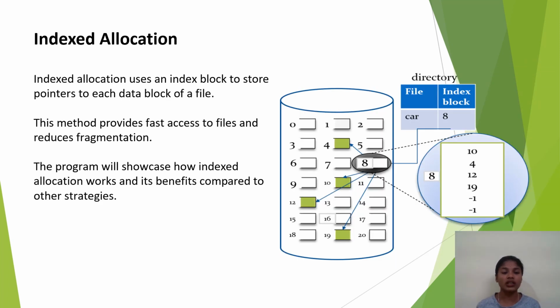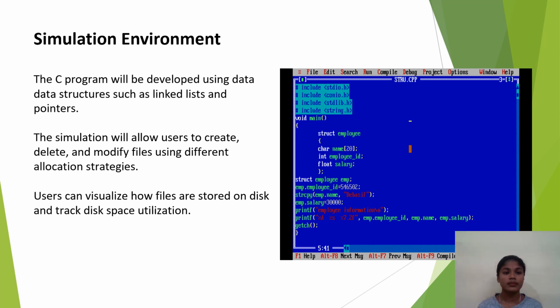Indexed allocation. Indexed allocation uses an index block to store the pointers to each data block of a file. The method provides fast access to the file and reduces fragmentation. The program will show how indexed allocation works and its benefits compared to the other two strategies.